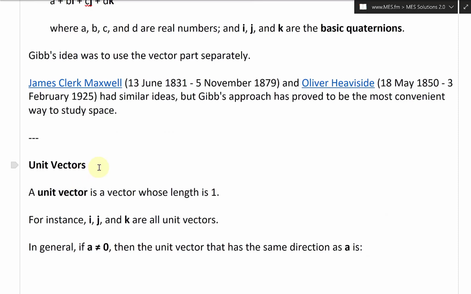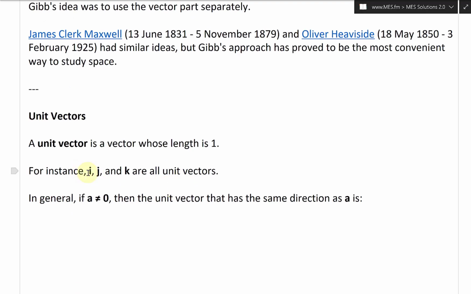So anyways, continue further and look at unit vectors. A unit vector is a vector whose length is 1. For instance, i, j, and k are all unit vectors. And in general, if the vector a is not equal to the 0 vector, then the unit vector has the same direction as a. But the 0 vector has no direction, it's just a point in space.